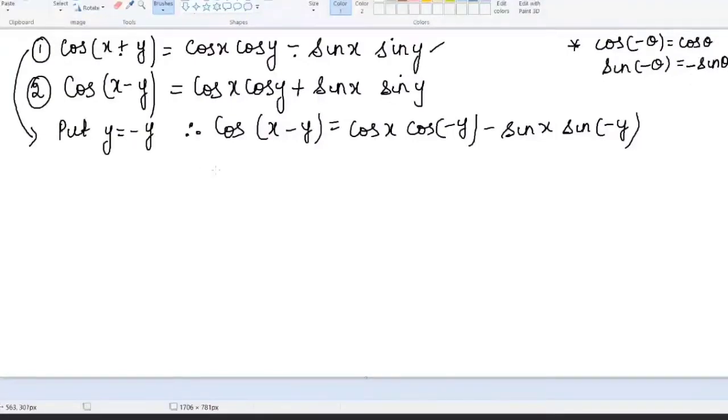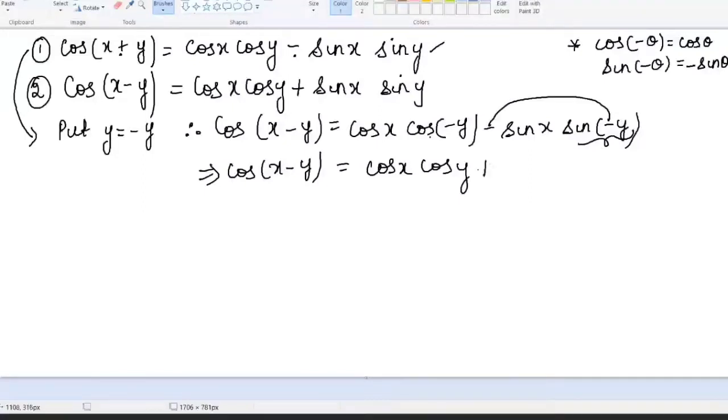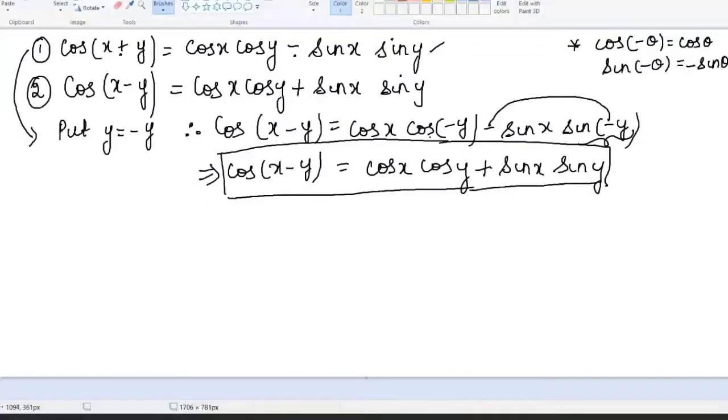Now observe. Therefore, you are getting cos of x minus y is equal to cos x times cos of minus theta, that is cos y. And sine of minus theta is minus sine theta. So this minus and this minus, minus into minus becomes plus sine x sine y. Therefore you reached the second formula. This derivation won't be asked. So here we have cos x minus y is equal to cos x cos y plus sine x sine y. This is the first one and the second one.